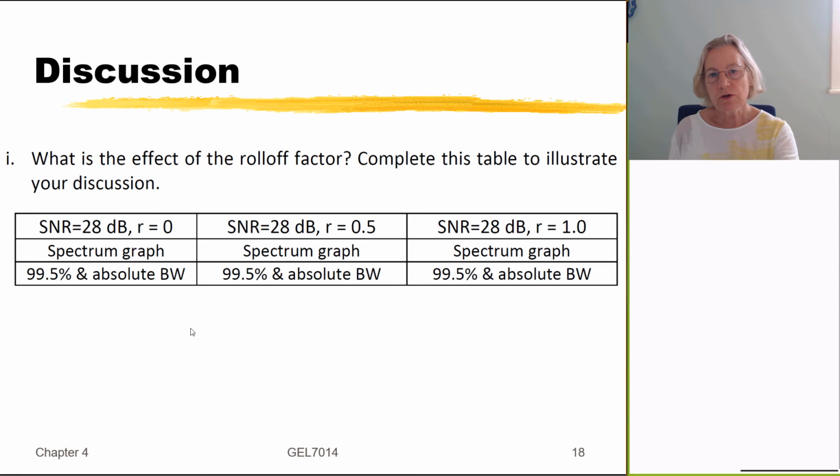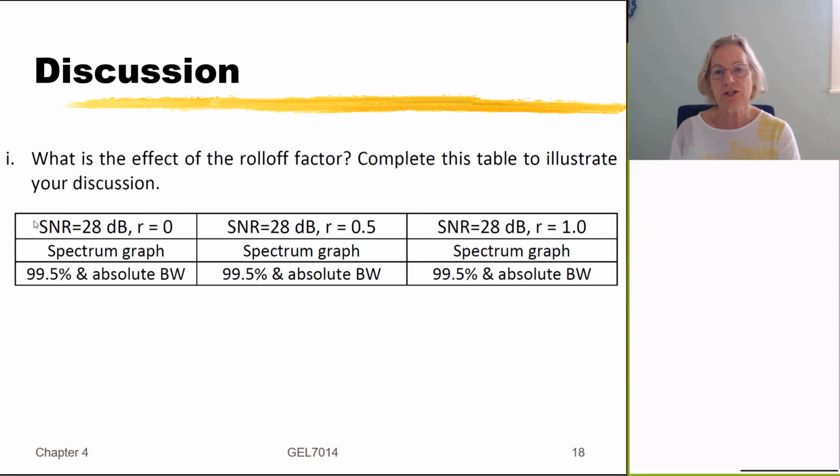So after you've made your measurements, then I'd like you to interpret your results. And so we have some discussion in the homework assignment. In particular, I want to discuss what is the impact of the roll-off factor. So we're going to take a very high signal to noise ratio so that the noise is not getting in the way of what we're looking at. And we'll try various roll-off factors.